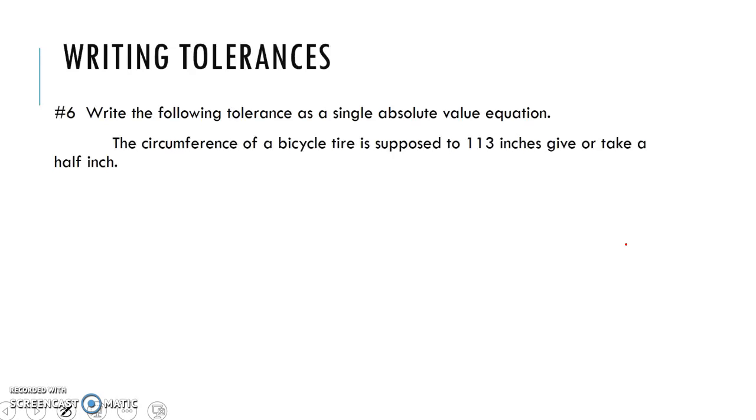Well, how does that apply to something like number 6? We want to write the following tolerance problem as a single variable absolute value equation, or inequality really. So you have a bicycle tire and it's supposed to be 113 inches, give or take a half inch. Well, the way we would write this as an absolute value inequality would be something like this. x minus 113 inches. That's going to move it 113 inches to the right. That's what we want it to be. But we would be okay with a half inch too big or a half inch too small. And that's the tolerance question.